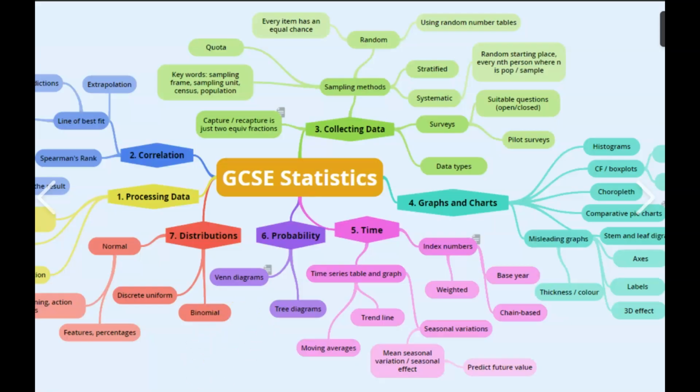Here's a concept map from statistics. Here's the main idea, processing data, correlation, and then the subcategories like experiments, rank, and so on for correlation coefficients, collecting data, all kinds of related concepts there, graphs and charts. We've got histograms, box plots, and so on. Time series, probability concept, distribution. So a whole course really could be laid out in such a concept map.